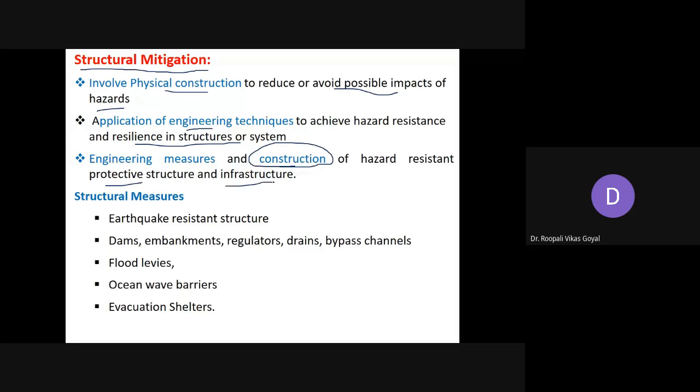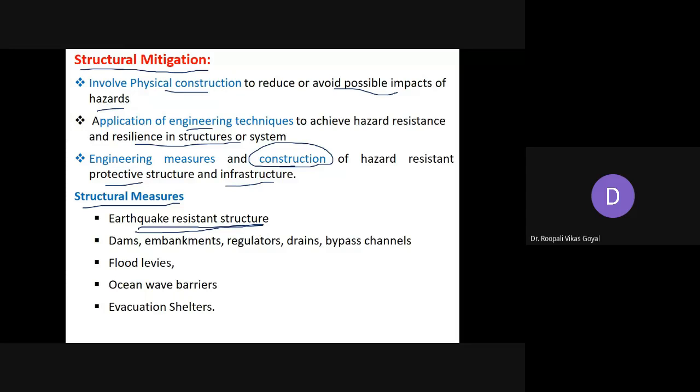So whatever your infrastructure is, whatever your house or building is, all the structures should be prepared properly by applying all the engineering applications and techniques to make them disaster proof, you can say. So these structural measures include what you can apply as a structural measure. So first is the earthquake resistant structure.